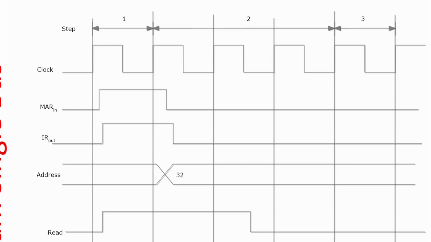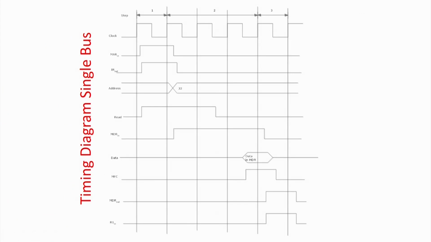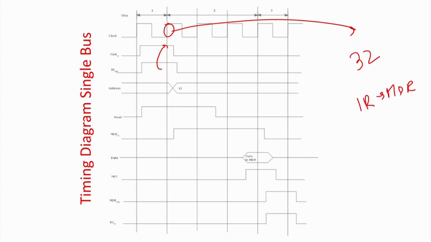At this clock edge what is going to happen: the value of 32 from the instruction register will go to the memory register. That is, at this rising clock edge the value of 32 will go from the instruction register to the memory data register. It will happen at this clock edge.